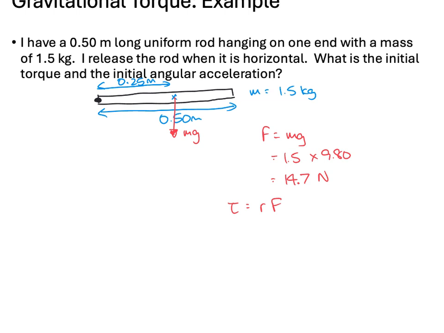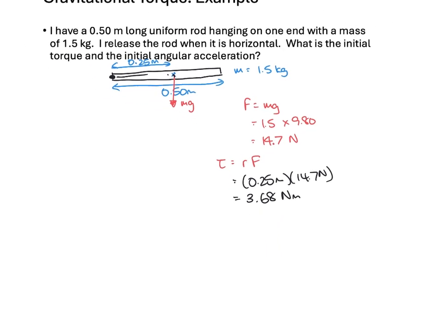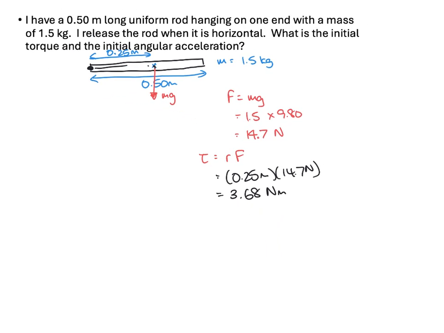Now, initially, you could note that because it's horizontal, this perpendicular distance over here is 0.25. So that ends up being 3.68 newton meters. Now, to find the initial angular acceleration, I need to use the moment of inertia. Remember, tau is I alpha.